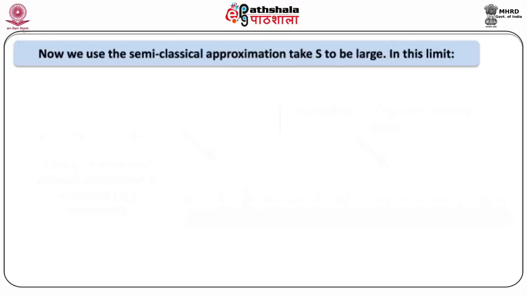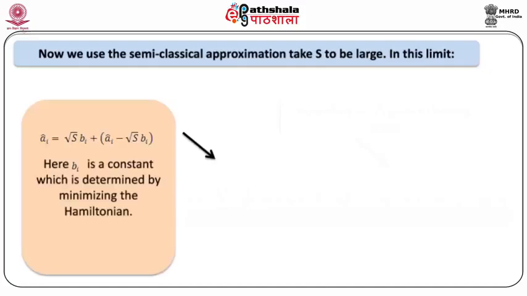Now we use the semi-classical approximation, taking S to be large. We are already working in this limit of large spin. In this limit, the operator Ai becomes Ai equals root S into Bi plus Ai minus root S Bi. What we have done here is add root S Bi and subtract root S Bi, where Bi is a constant which is determined by minimizing the Hamiltonian written down earlier.